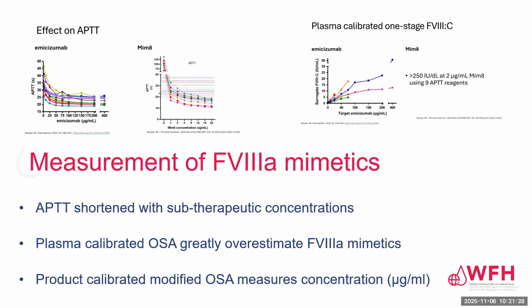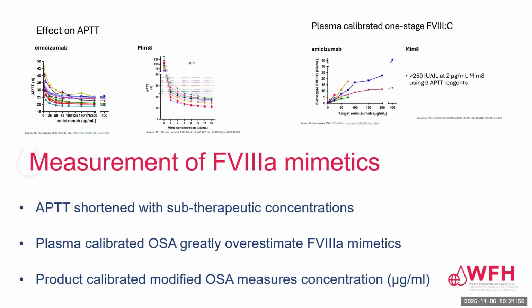So if we look in a little bit more detail, emicizumab binds to human factor VIII, human factor IXa, and it mimics the effect of factor VIII in the tenase complex. And in doing so, it will have the same effect as factor VIII in the APTT, and you end up with a much shortened APTT, even with very, very low concentrations of emicizumab or Mim8, and likely NXT007 as well.